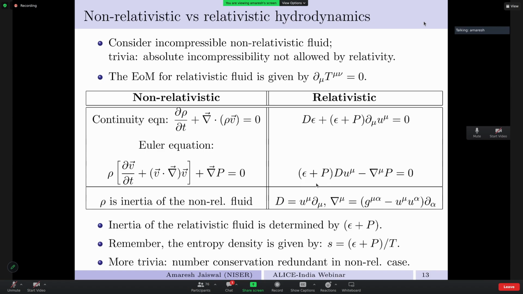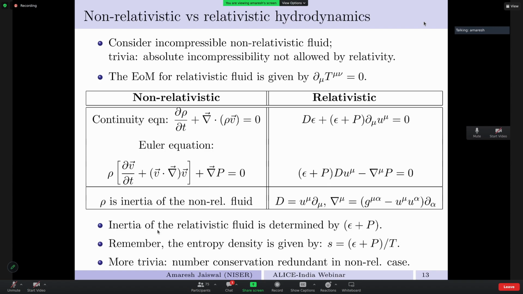And there are certain differences with respect to the non-relativistic case. The inertia of the non-relativistic fluid is defined by rho, which is just the mass density. Whereas for the relativistic fluid, the inertia is epsilon plus P, energy density plus pressure. In the non-relativistic case, the specific viscosity is defined as eta over rho, whereas in the relativistic case, we define it as eta over S. This may be the reason. As you can see, the S takes this form, so that's why we really worry about eta over S.